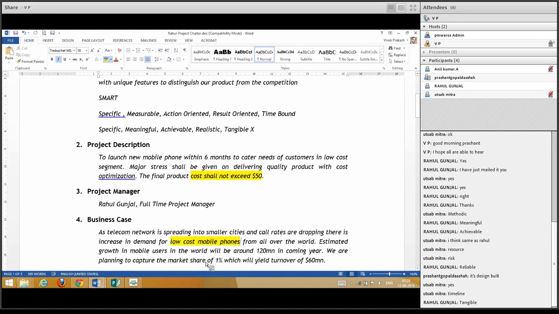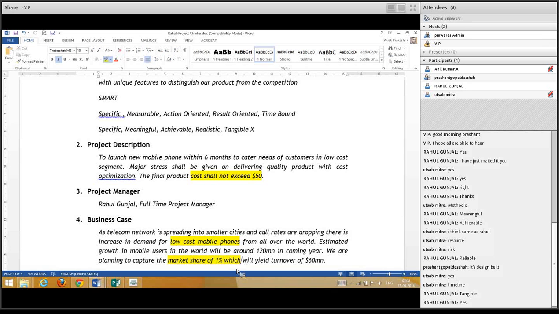Market share of 1 percent. Isn't it measurable? Isn't it result oriented? Isn't it specific? Tell me, achieving 1% of the market share, is it realistic or not?